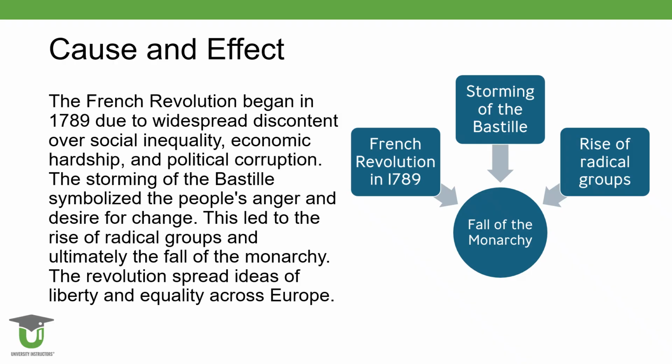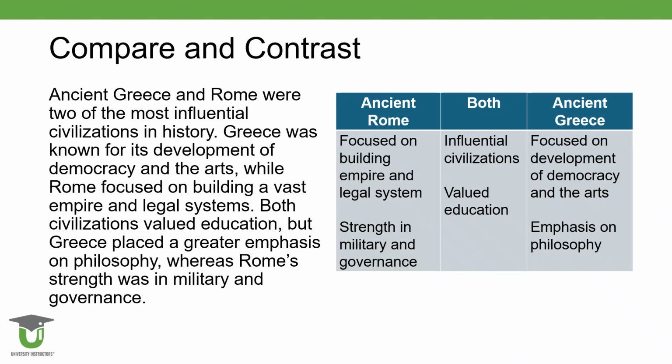Students can use this organizer to take notes by categorizing key causes and their corresponding effects as they read. This helps them break down complex relationships and clearly identify what leads to what, making it easier to remember and summarize. Now let's look at an example of compare and contrast text structure.